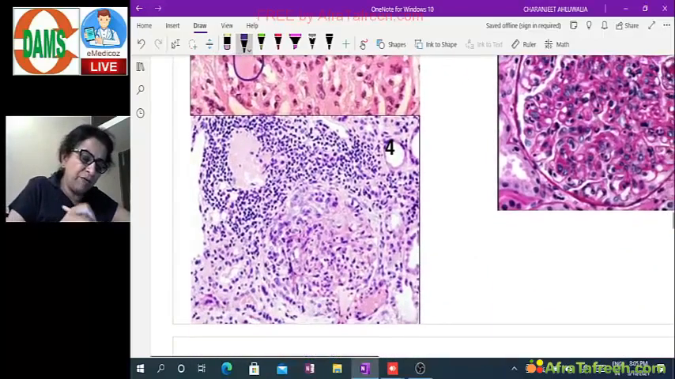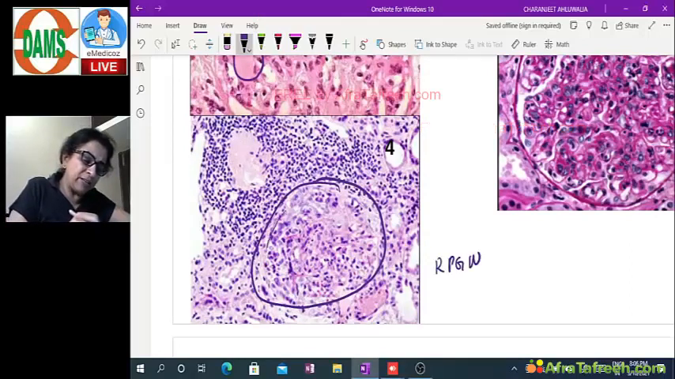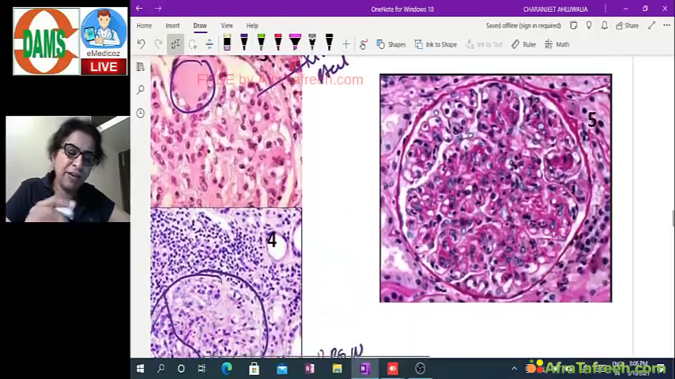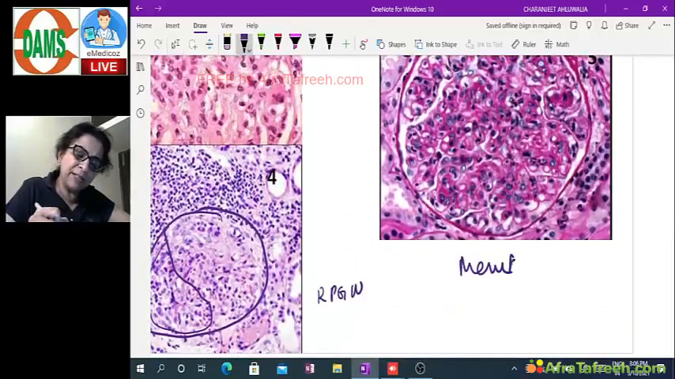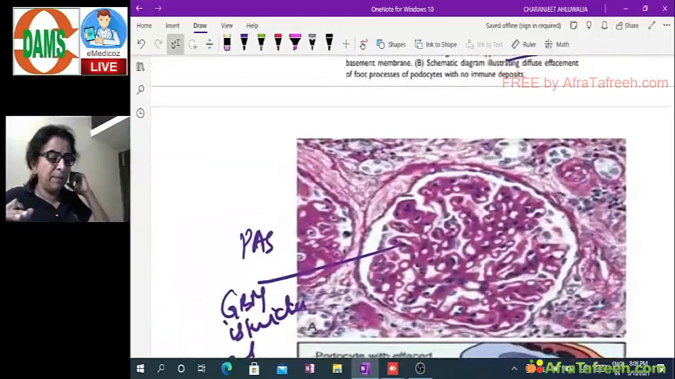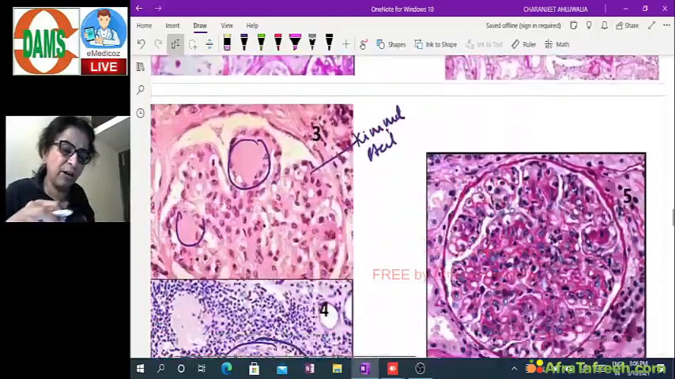Look at this figure 4. This is the glomerulus here. It is not very clear here. This is actually RPGN, crescentic glomerulonephritis. Here, this is all a crescent. This is the glomerular capillary tuft and this is the crescent here. And this figure 5, which we saw earlier, is membranous glomerulopathy, glomerulonephritis. See this figure 5. I showed this figure, it is from the textbook. This is membranous glomerulonephritis. So the answer to this is FSGS and that is figure 2.